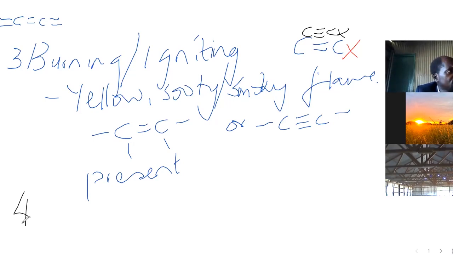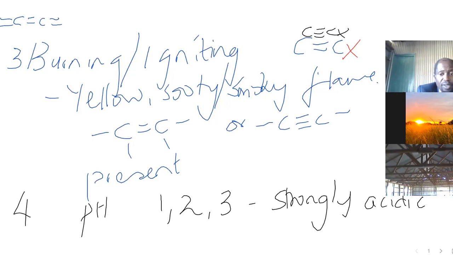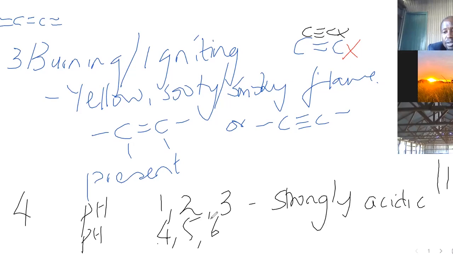The observations and inferences that are accepted between pH 1, 2, and 3, any of those, the inference is strongly acidic. pH 4, 5, 6, weakly acidic. pH 7, neutral.